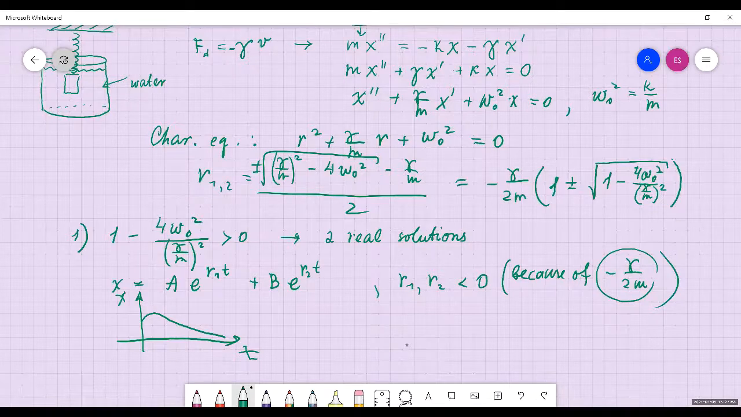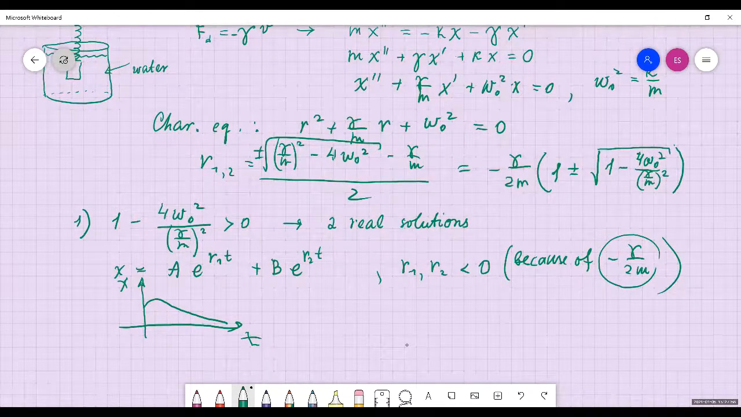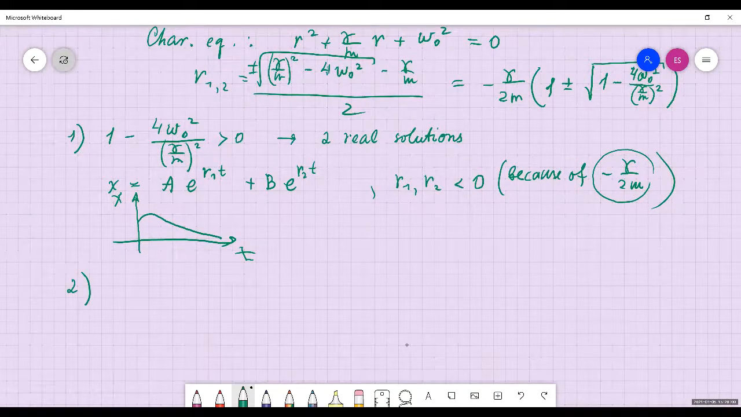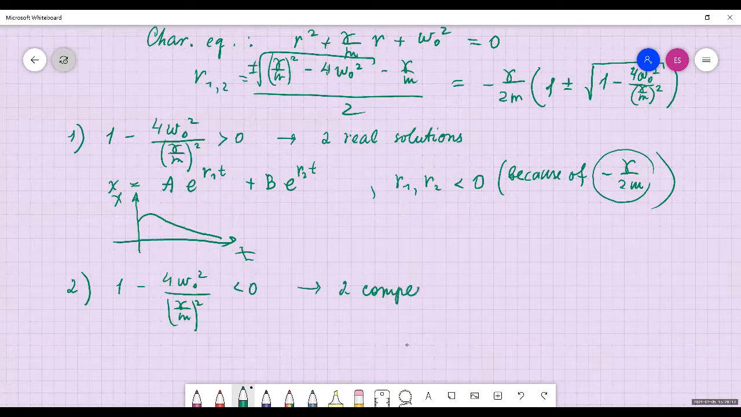So what else? Well, case number 2 is when 1 minus 4 omega 0 squared over gamma over m squared is less than 0. Less than 0 means that we have two complex solutions.